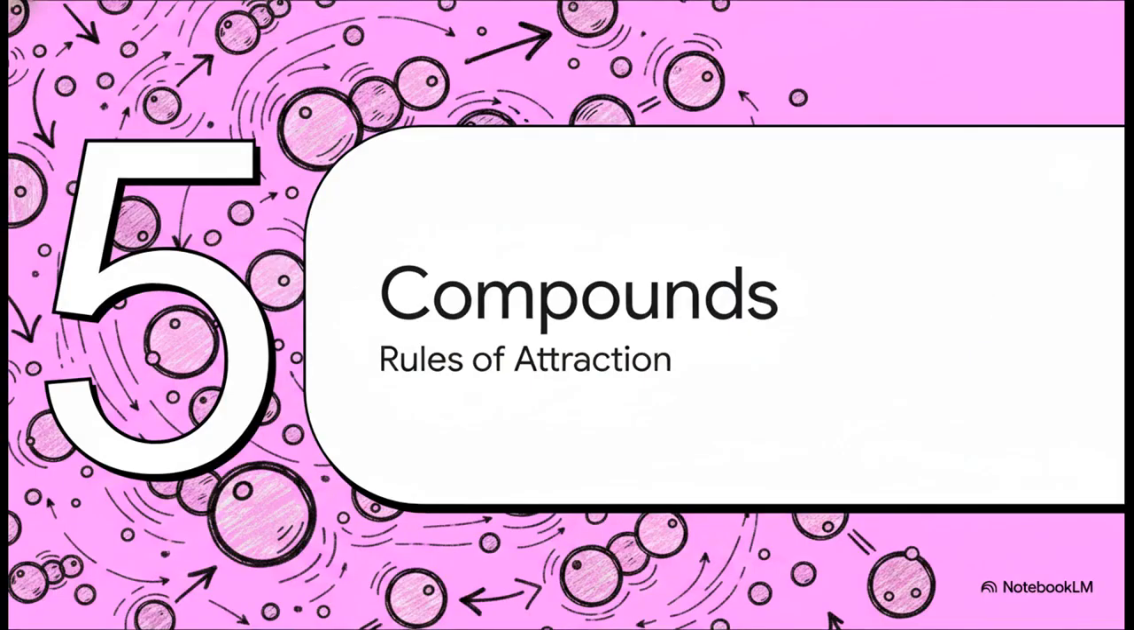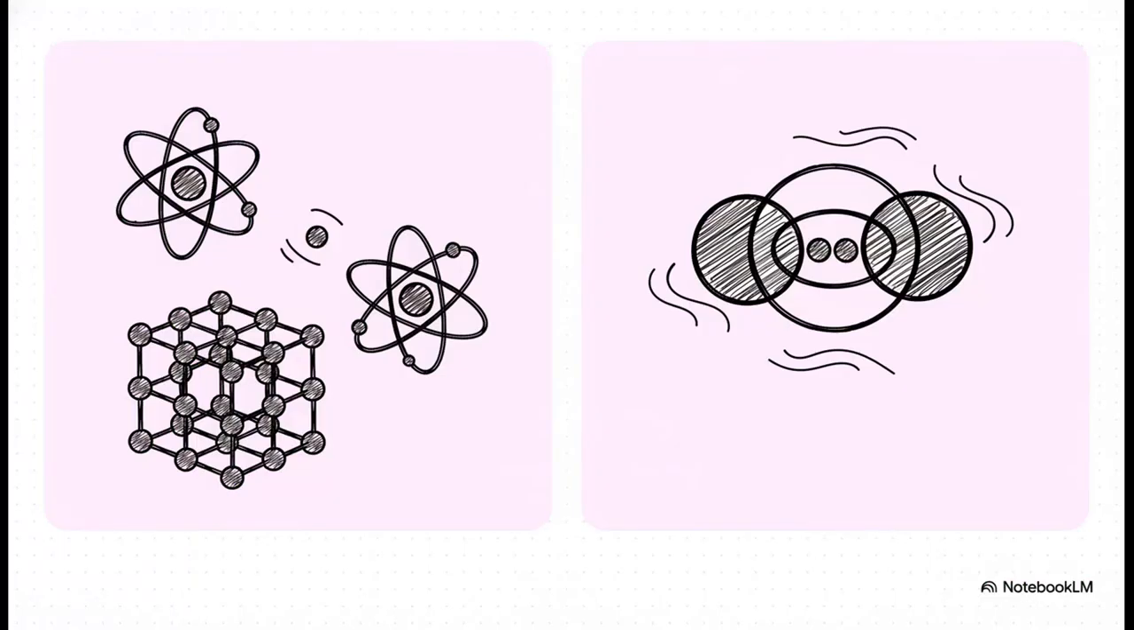Section 5. Ionic and molecular compounds. Rules of attraction. Which brings us right to the climax of our zoom-out journey. How do these individual atoms actually interact to build the world around us? Well, based on those trends we just covered, we get two main types of relationships.